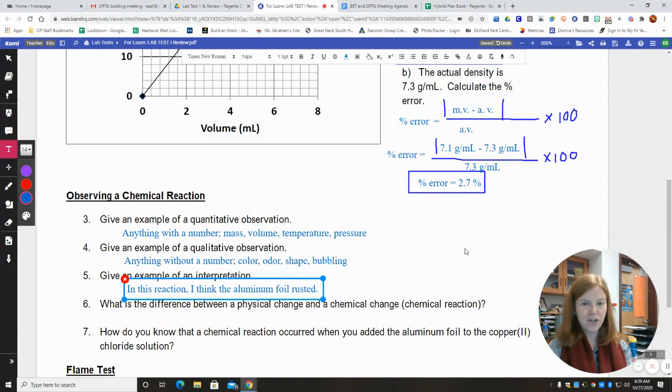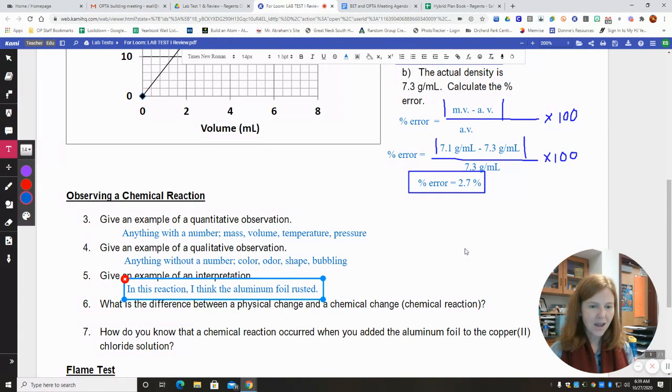It's not an observation. Observations would be the aluminum foil changed color. The solution got hot. Those are observations. Those are things you are actually experiencing with your senses. An interpretation is, what do you think happened?